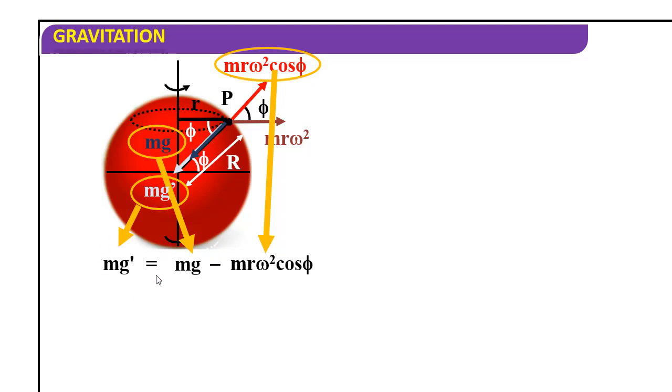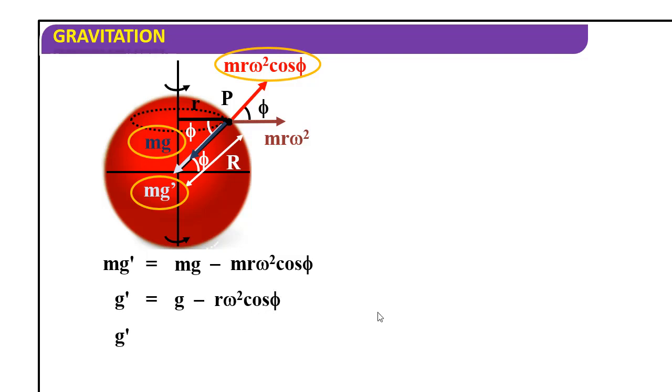So the value of g is decreasing because of this rotational motion. M will get cancelled. Let us check: g dash is equal to g minus r omega square cos phi. So this much value is reducing. Now we can calculate.